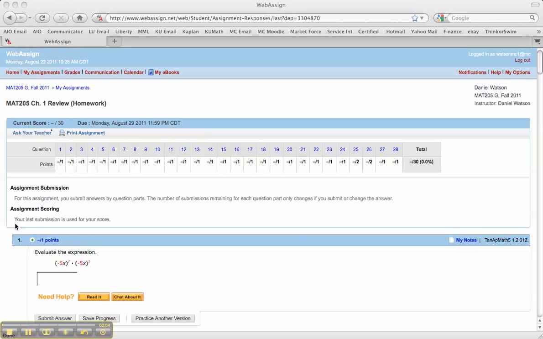The following is the Chapter 1 review homework in Math 205. This is the first assignment that you'll be completing. This is due at the end of the first week, which would be Monday, August 29th.